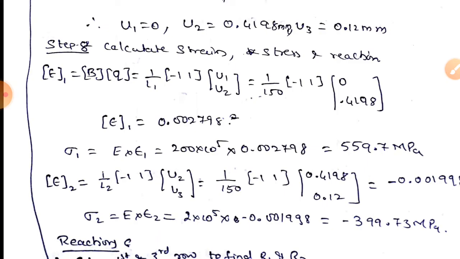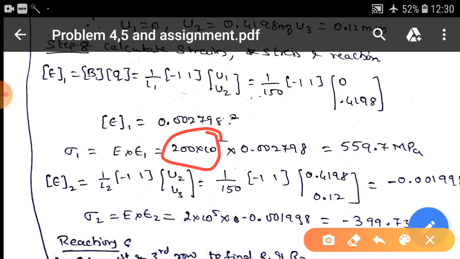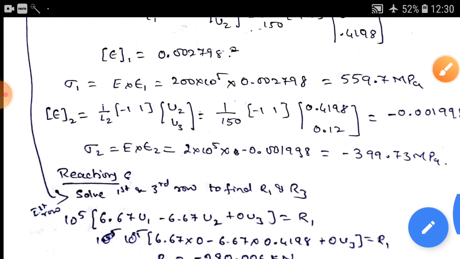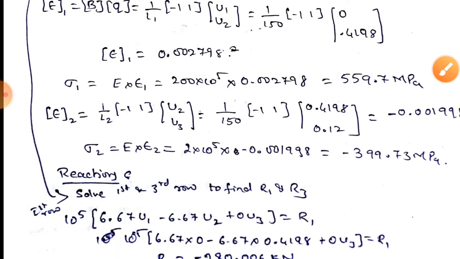I think I have made some mistake here. I think it is 2 into 10 raised to 5. This part I had made a mistake. It is 2 into 10 raised to 5, or it is 200 into 10 raised to 3. Remember it. And now calculate it. There is a small mistake in the stress value here. Similarly, the strain in the second element I have written here correctly.